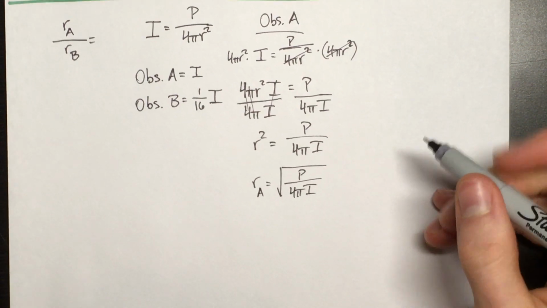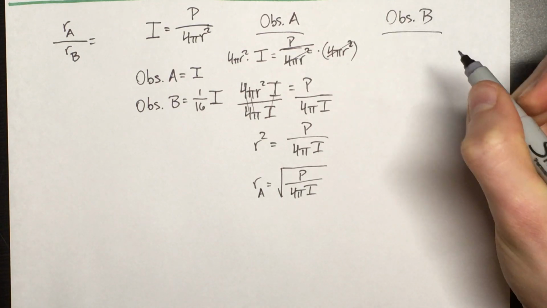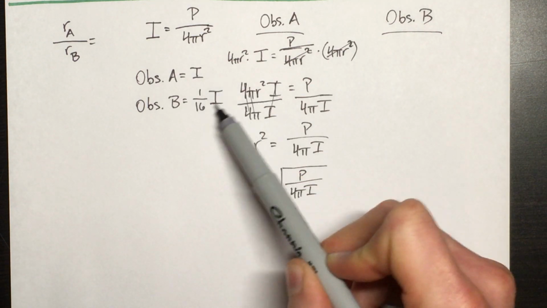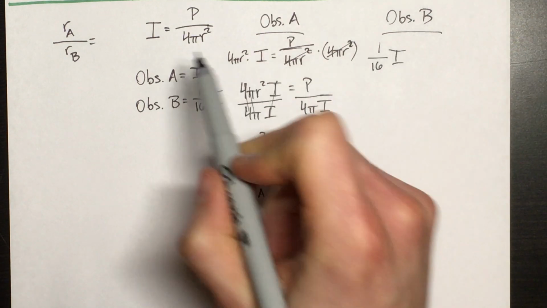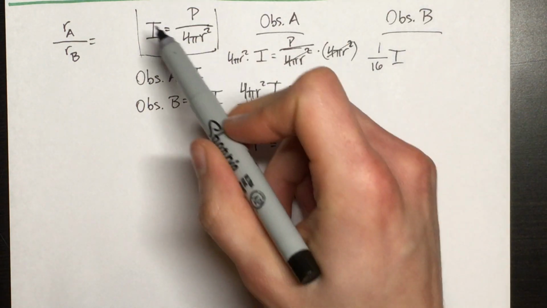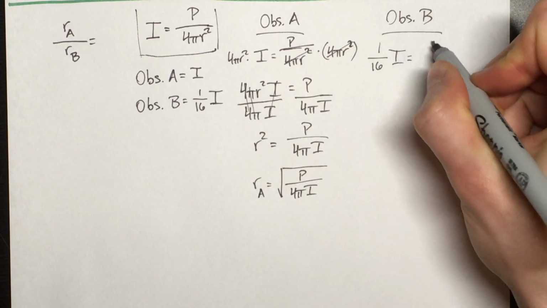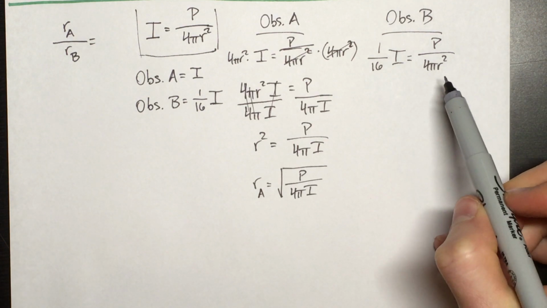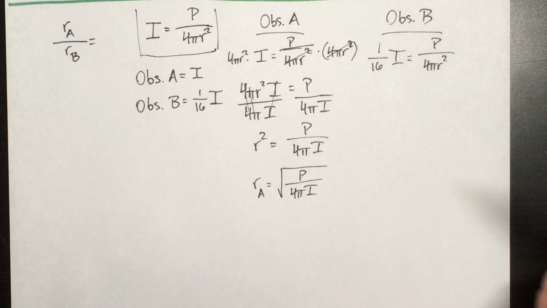Now let's do the same sort of thing for observer B. For observer B, the intensity is equal to 1/16 I, right? So we can set 1/16 I, again using this formula right here. We were told that the intensity is 1/16, so I'm saying 1/16 I, because that was the intensity we chose for observer A, is equal to P over 4 pi r squared. So now we're going to do the same thing over here to find R_B, and then we're just going to put one over the other and solve.